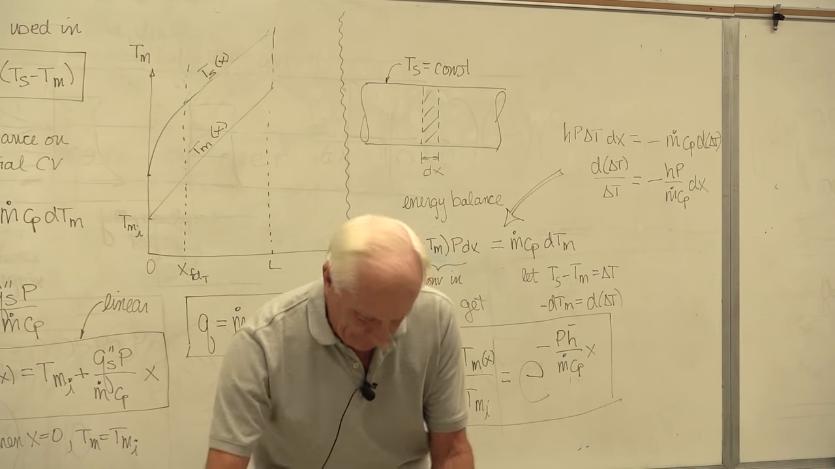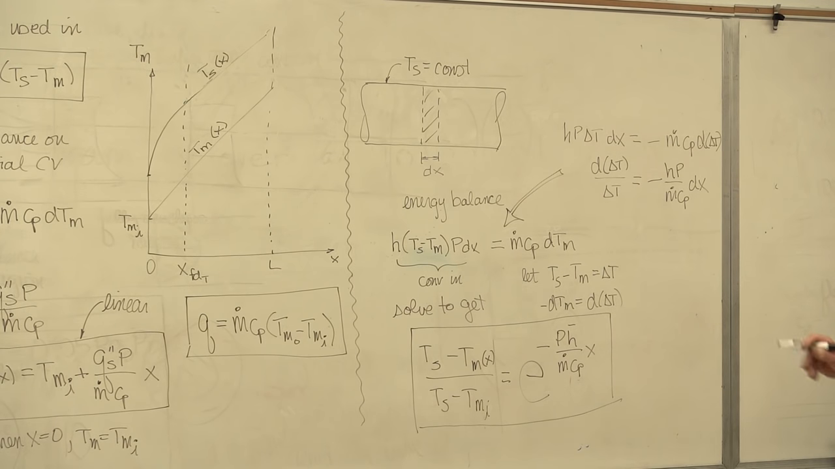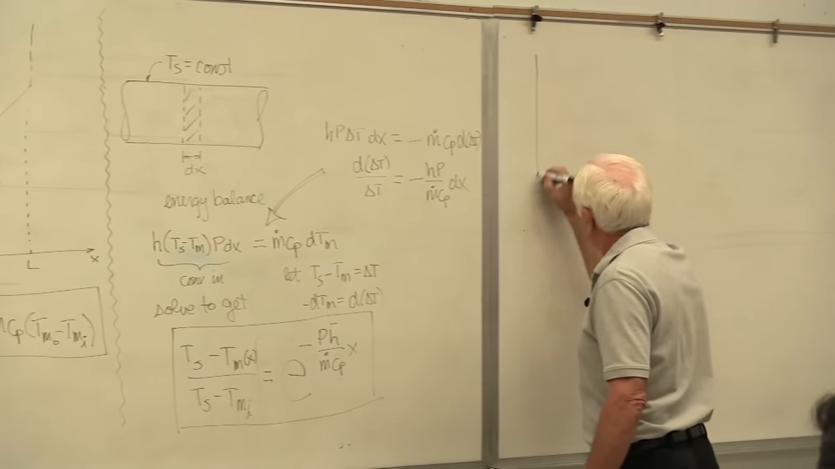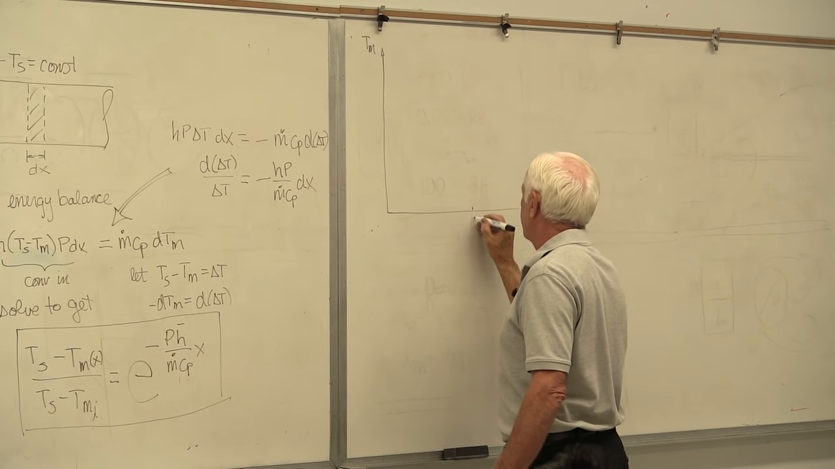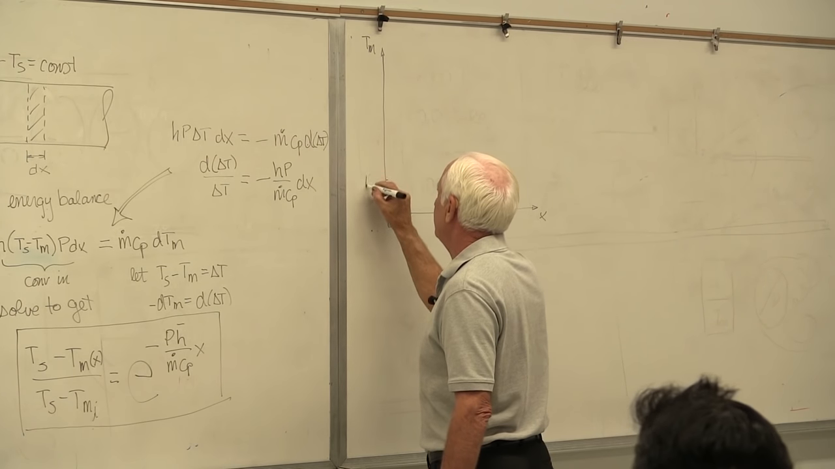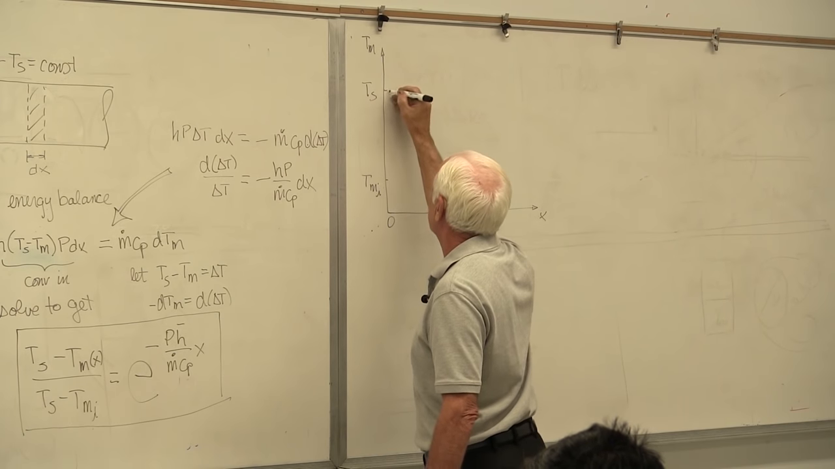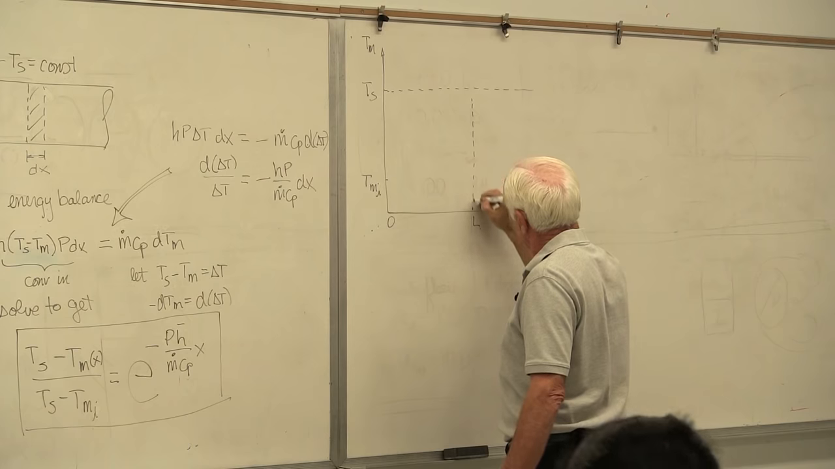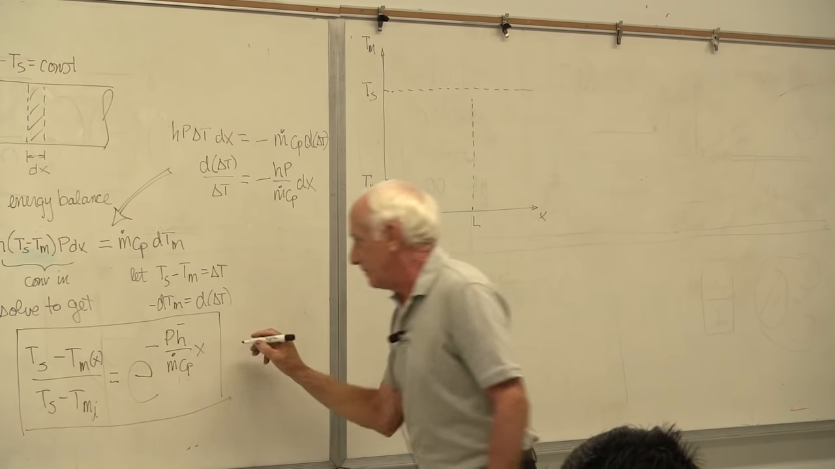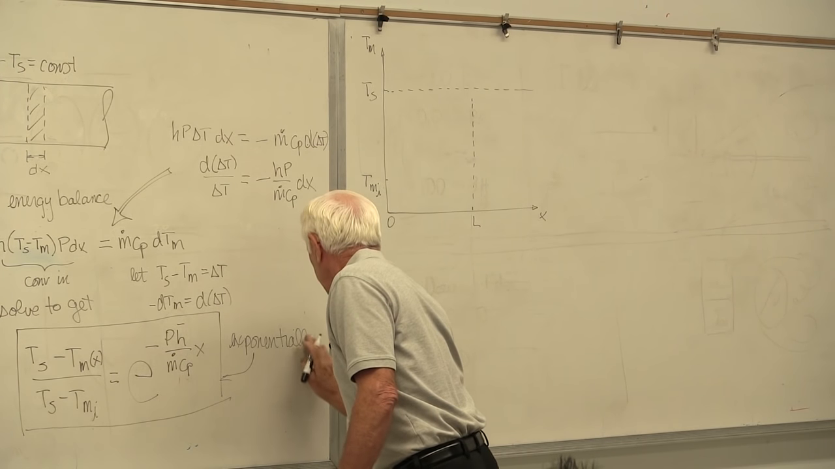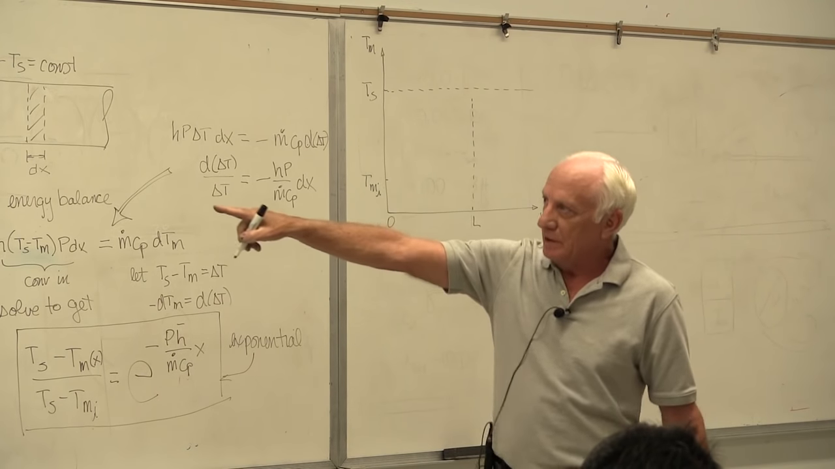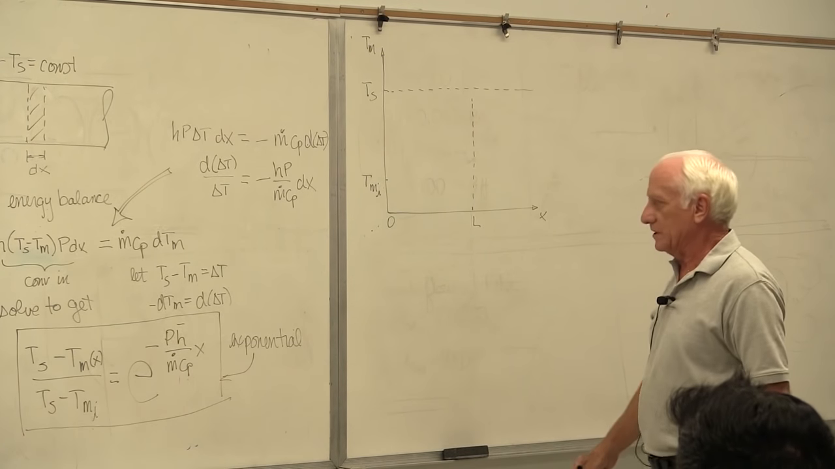Now, let's look at that, all right? We're going to get Q. Let's draw the graph, first of all. This is the mean temperature of the fluid. This is x. The tube is L long. There's L. Here's zero. The stuff comes in at T mean in. The tube surface is kept constant at TS. The fluid temperature increases exponentially. Exponential increase. Don't forget, constant tube heat flux, linear variation of temperature. This one, exponential.